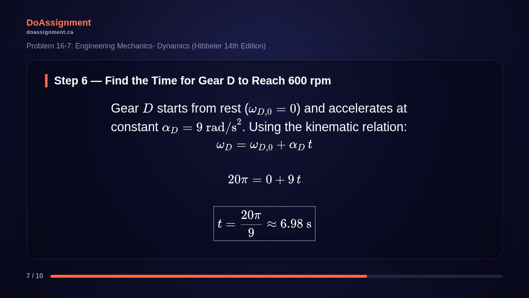Since gear D starts from rest and has a constant angular acceleration of 9 radians per second squared, we use the kinematic equation omega equals omega naught plus alpha times t. Setting omega D equal to 20 pi and solving for t gives 20 pi divided by 9, which is approximately 6.98 seconds.